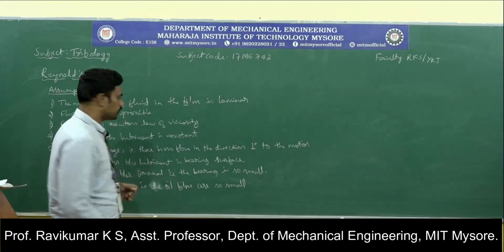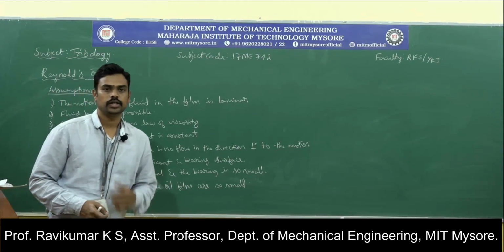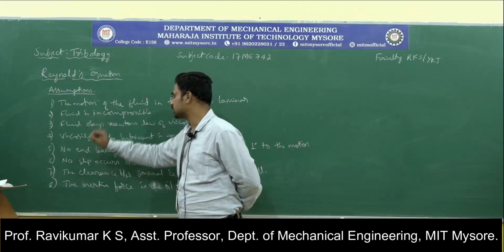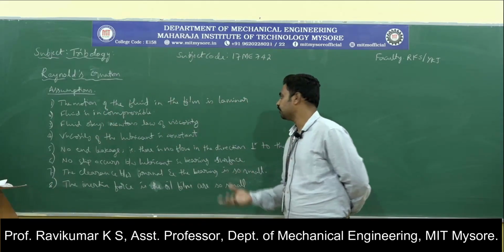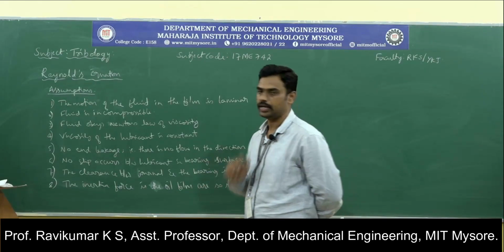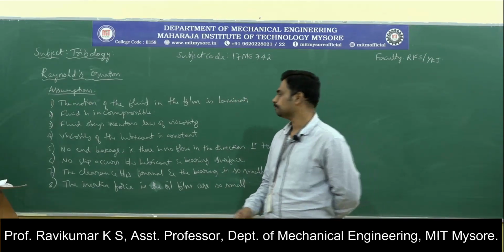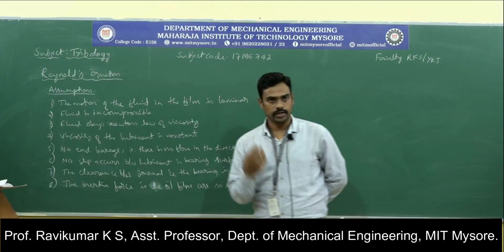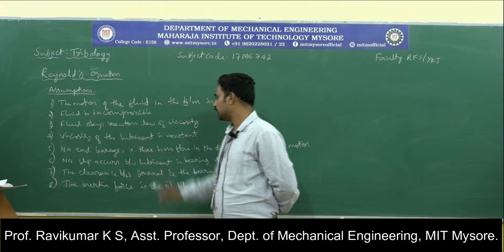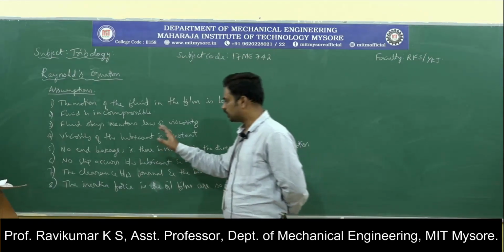So these are all the assumptions made in the Reynolds equation, because any derivation starts with assumptions. The first assumption is that the motion of the fluid in the film is laminar. He has assumed that the flow is laminar. Then he has assumed that the fluid is incompressible. Then the fluid obeys Newton's law of viscosity. Then the viscosity of the lubricant remains constant throughout the oil film. This is another assumption.